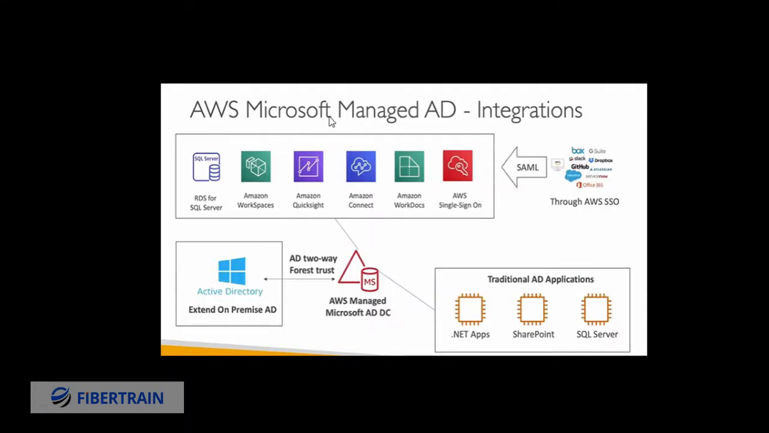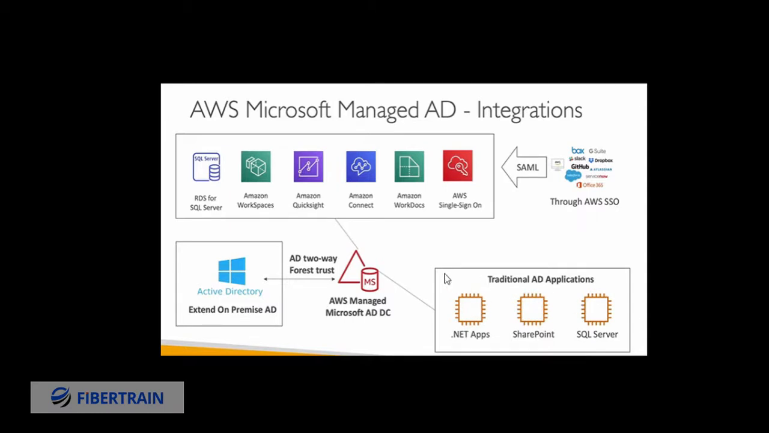Now with AWS Managed Microsoft AD, it supports a couple of integrations. The AWS Managed Microsoft AD can form a trust relationship with your on-premises Active Directory, and traditional Active Directory applications like SQL Server, SharePoint Server, and .NET apps can be integrated to your AWS Managed Microsoft AD. All of these apps could be running on your AWS Windows Server, which is either made a domain controller or is joined to the AWS Managed AD.